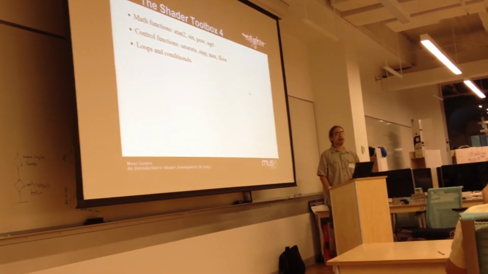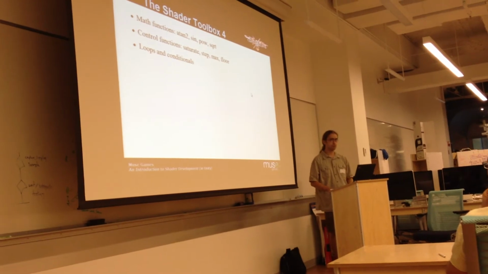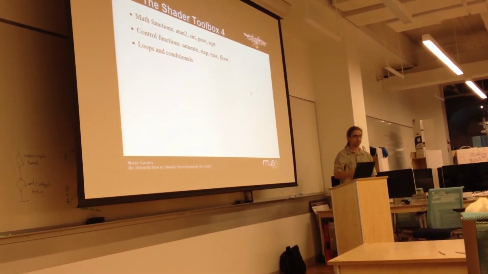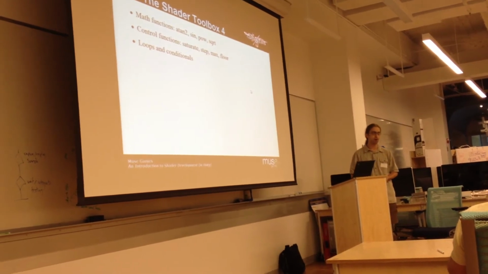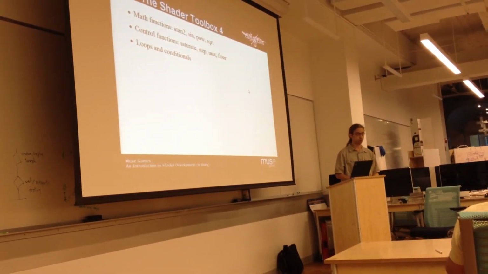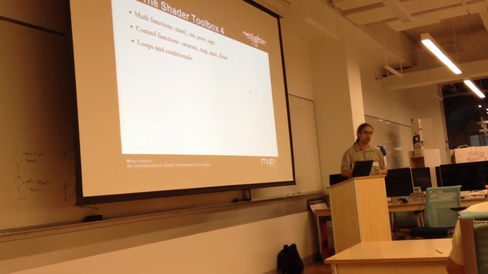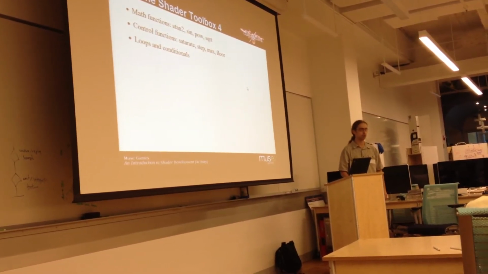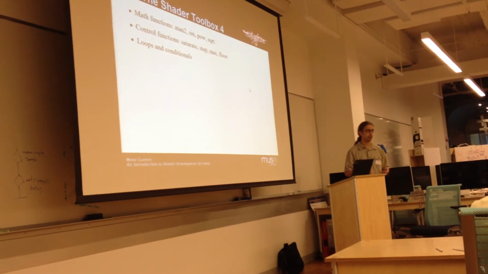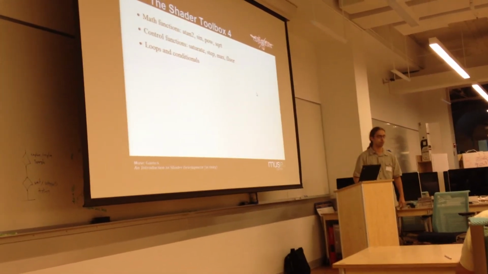Most of the time, it's a bad idea to use them. Graphics hardware, the hardware level, does not handle those very well. So typically, what your compiler will do, if you have a loop, is just unroll it and do each iteration manually in the compiled shader. So having a loop that goes through a bunch of iterations just makes your shader huge for no apparent reason.